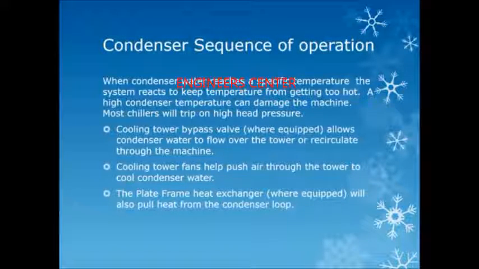On the condenser side of the chill water system, when the water reaches a specific set point, the system will react to help keep the temperature from getting too hot. Generally, if the condenser water gets too hot in the system, the chiller can go out on a high head pressure. A high condenser temperature can damage the machine. Most chillers do have some type of a safety which is designed to protect them.